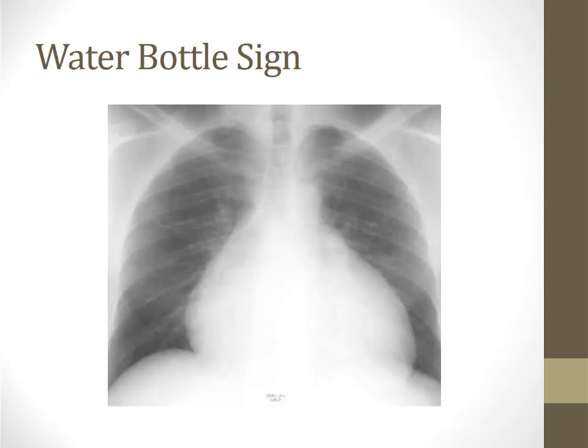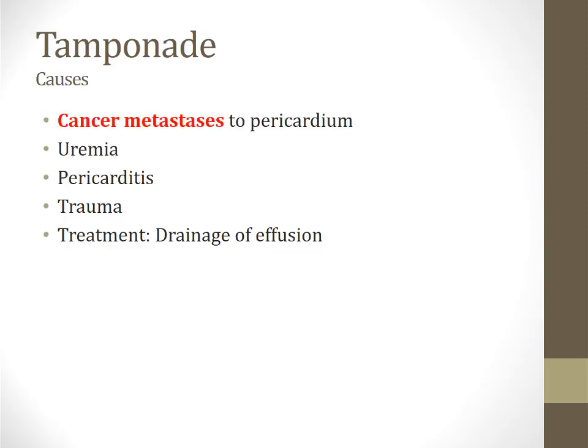The water bottle sign is the classic chest x-ray finding of a pericardial effusion. The heart becomes enlarged and looks like a water bottle. This is a non-specific finding. You can see an enlarged heart like this in many conditions, but this is what's seen in a pericardial effusion in tamponade. There are many causes of tamponade.